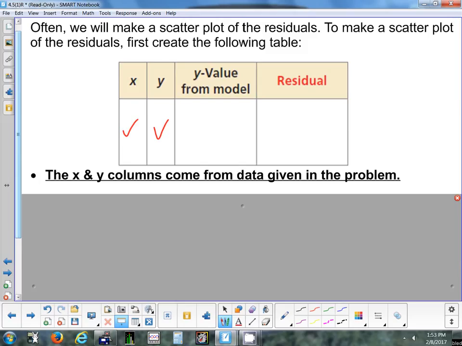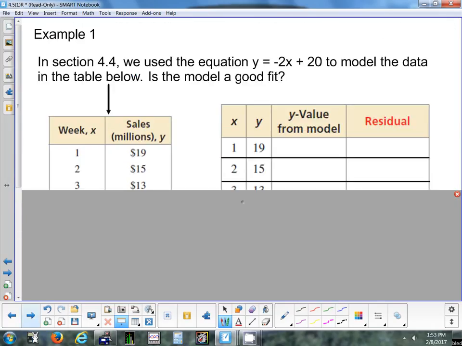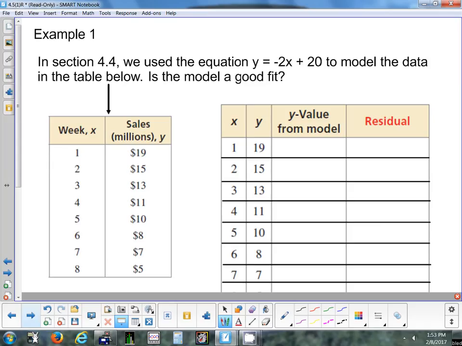Okay, and I'm gonna come right back to this, but just to kind of show you an example. Here's an example you're gonna have. The X and the Y column is already filled in for you, okay? Because they're gonna give us that in the problem.